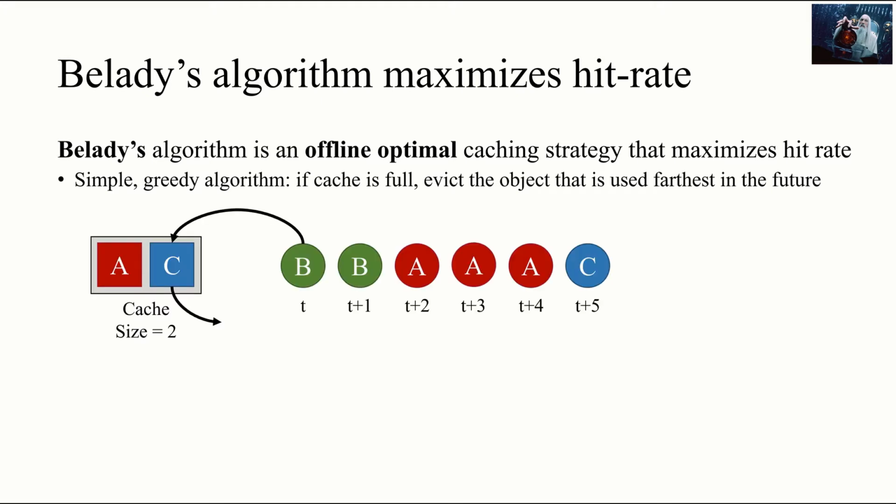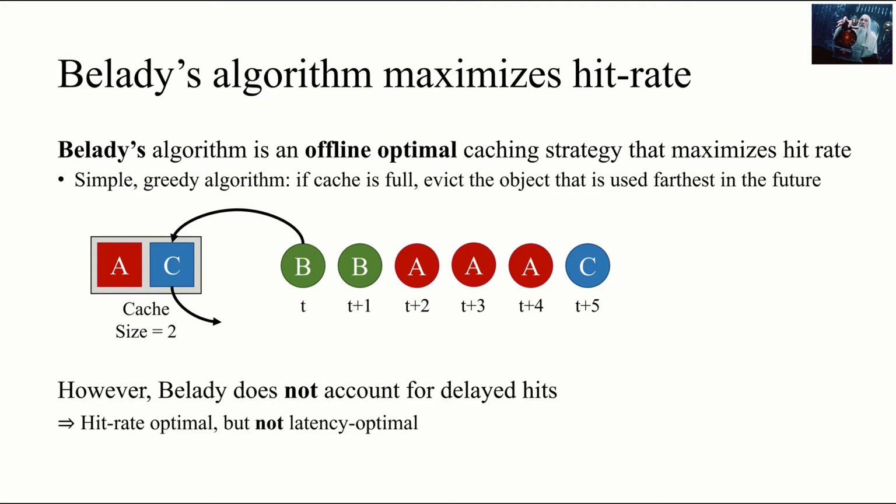In this example, for a cache of size 2 containing objects A and C, Belady would choose to evict C since it's used after both A and B. Unfortunately, Belady does not account for delayed hits, and this leads it to make latency suboptimal decisions.